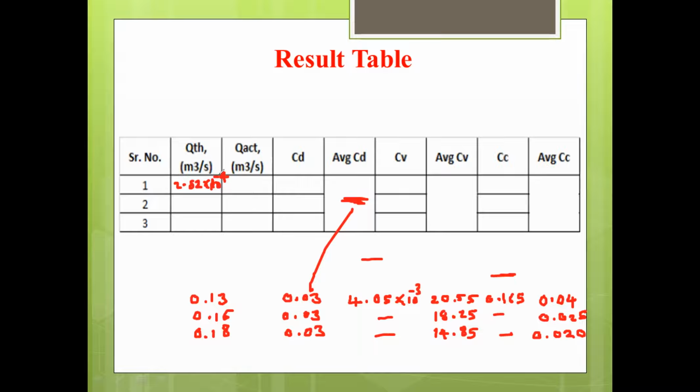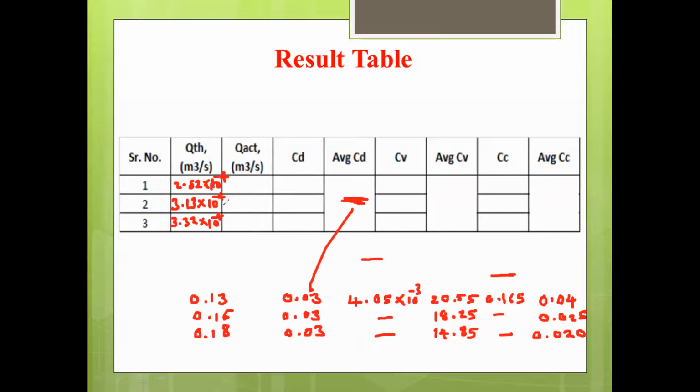For the second run, the H was 0.16. So here I have got the theoretical discharge as 3.13 into 10 to the power minus 4. And for the third run, the capital H was 0.18, bracket complete here, and I have got the theoretical discharge as 3.32 into 10 to the power minus 4. Okay.